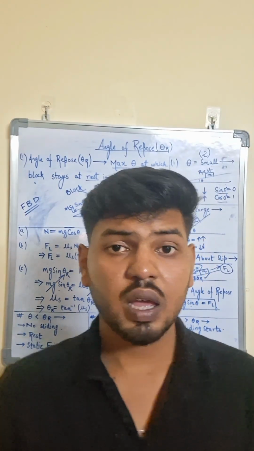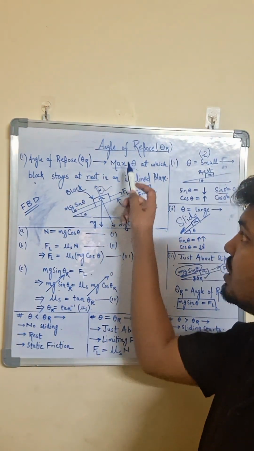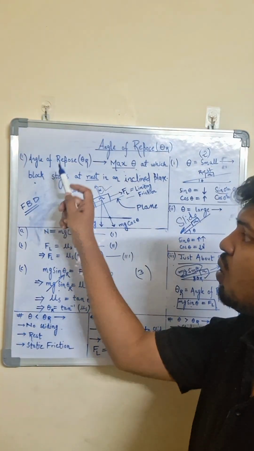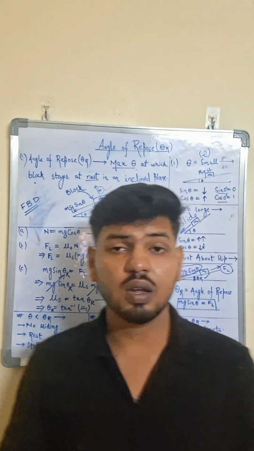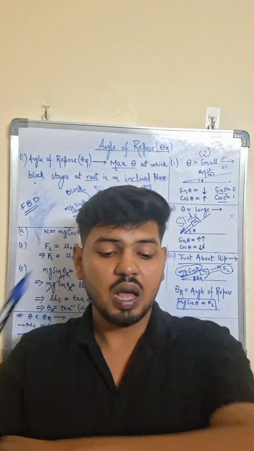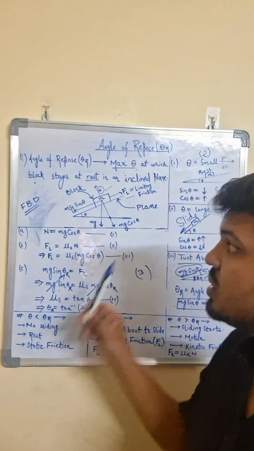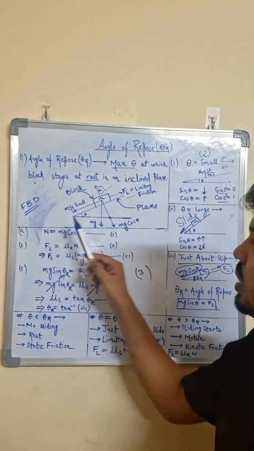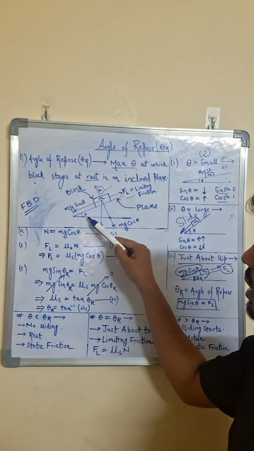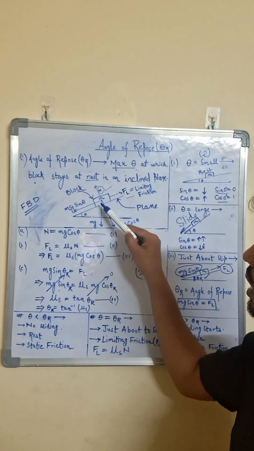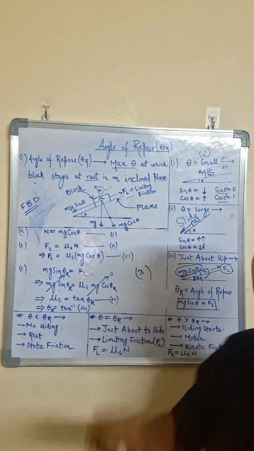What is angle of repose? Angle of repose is the maximum theta, or maximum angle, at which a block or some object stays at rest on an inclined plane. What is an inclined plane? An inclined plane is a plane which is inclined at a certain angle. Now, in this diagram that I have drawn, we can see our plane inclined at an angle theta. We have taken an object of mass m and we have drawn a free body diagram.